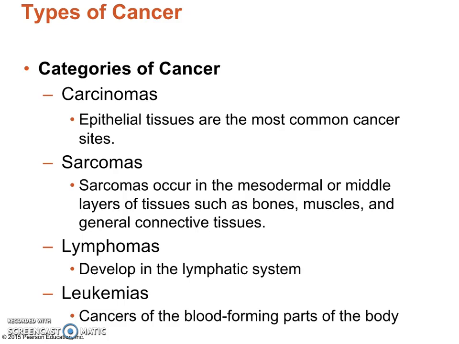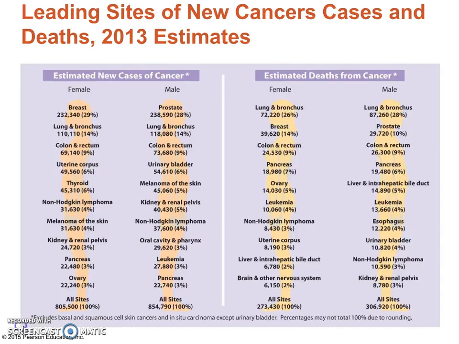Lymphomas are cancers that develop in the lymphatic system or have possibly moved to the lymphatic system. And lastly is leukemias, and anytime that we talk about a leukemia type of cancer, this is special because it is cancer in the blood forming parts of the body. There are questions about knowing the difference between these four types of cancer in the unit test, so just make sure to put a little note here to review these.